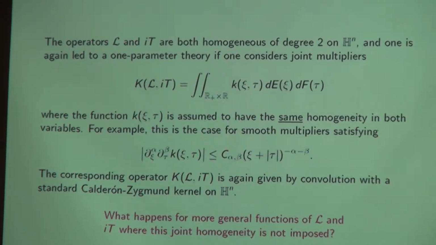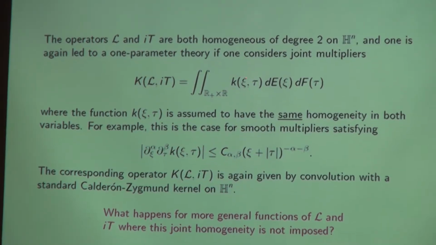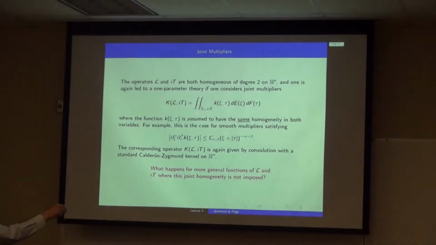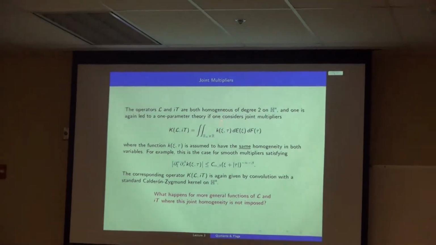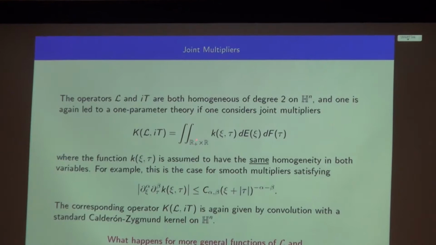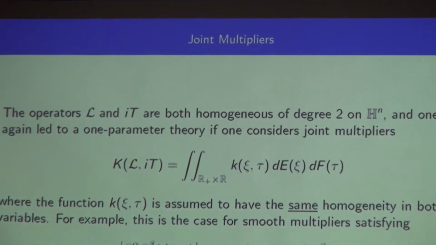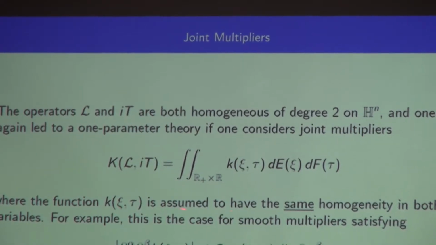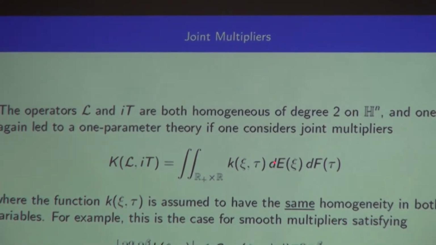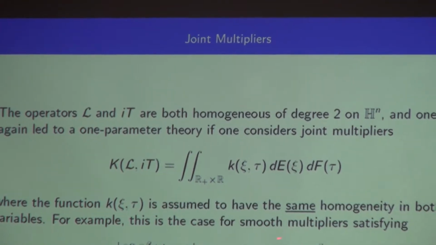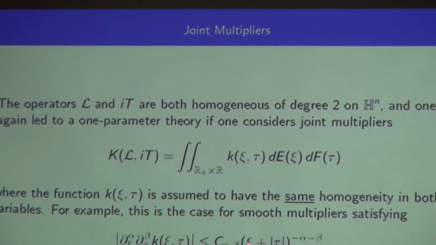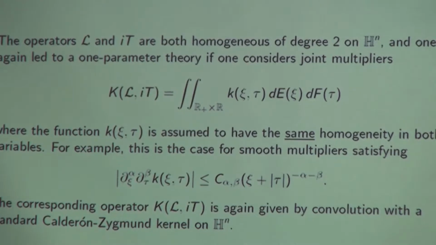Okay, so now let's talk about joint multipliers. Let's take functions of both ξ and τ. By the way, I should have perhaps said, when I'm integrating in ξ, ξ corresponds to the operator L, and that's a positive operator, so I'm integrating here for positive ξ. And suppose I take a function m of ξ and τ, which is homogeneous in both variables. Say here it has the same homogeneity.